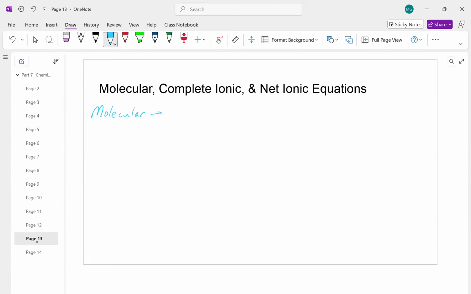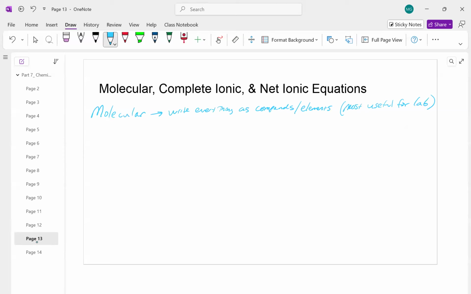And in a molecular equation, we write everything as compounds, or elements if something's in its elemental form. And this type of equation is most useful for lab experiments because this will tell us what compounds we need. What do we need to add together? And it gives us information about all of that.